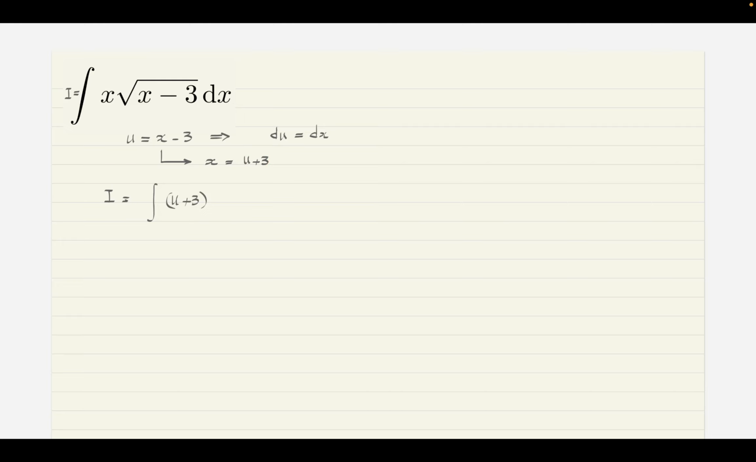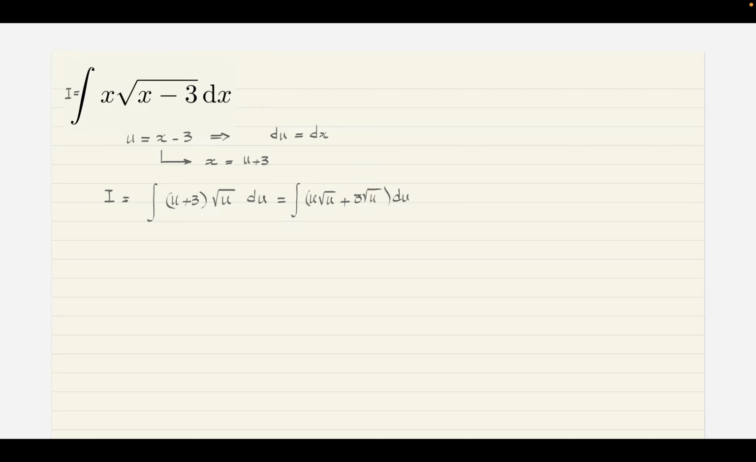And then I have square root of x minus 3. But x minus 3 is nothing except u, so this becomes simply square root of u. And then dx is just du, so this becomes du. But this is doable. Why? Because I can expand it. So I can write it as u square root of u. I'm multiplying it in. So 3 square root of u and the whole expression du.